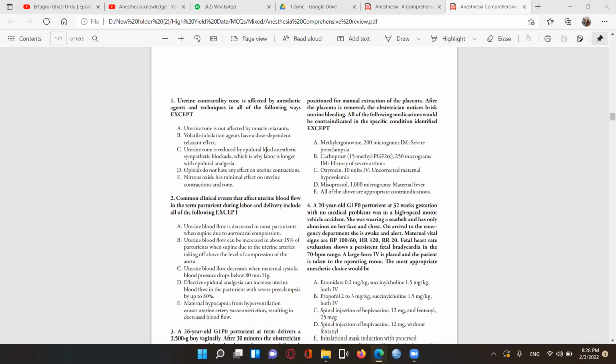Uterine tone is reduced by epidural local anesthetic sympathetic blockade, which is why labor is longer with epidural analgesia. Okay. So labor epidural is not associated with any increase in chances of cesarean section or causing uterine relaxation. It does not have that effect.